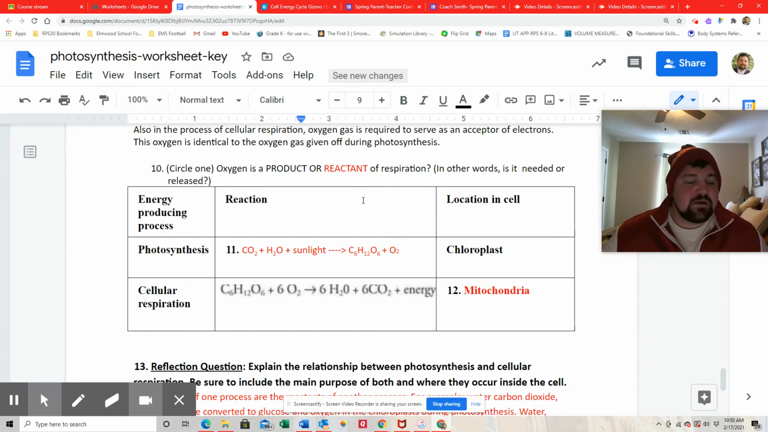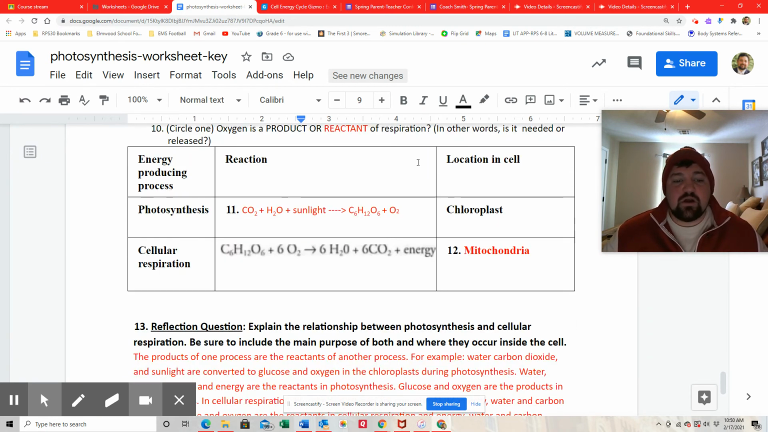All right. So this table here shows us what goes on here. Here's the reaction for photosynthesis, and it happens in the chloroplast. And here's the reaction for cellular respiration. It happens in the mitochondria. And where it says energy here, that could be called ATP.